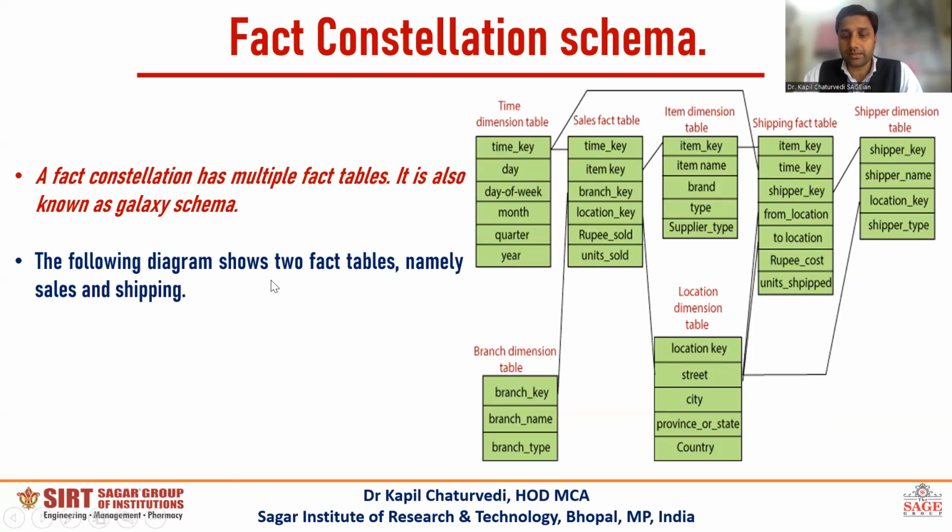So nothing complex here. The following diagram shows the fact tables, namely sales and shipping. Here you can see the shipper dimension table. The sales fact table is here. The time dimension table is here. The item dimension table is there. The shipping fact table is here. So what we are seeing is that we have multiple fact tables as well as multiple dimension tables. So that is the fact constellation schema.